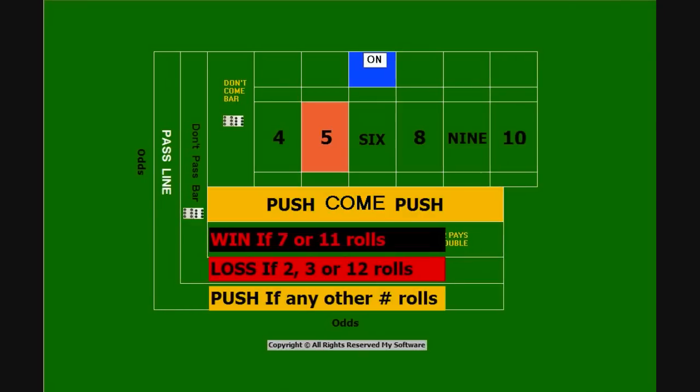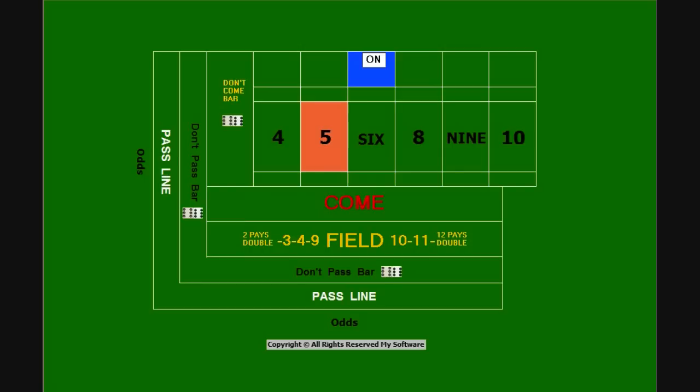If 5 is rolled, the come bet is moved to the number 5. Once the come bet is moved, the player is allowed to bet odds on the come bet moved to the number 5. Now, the rules change as follows.